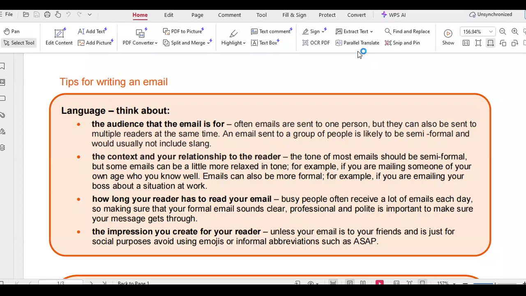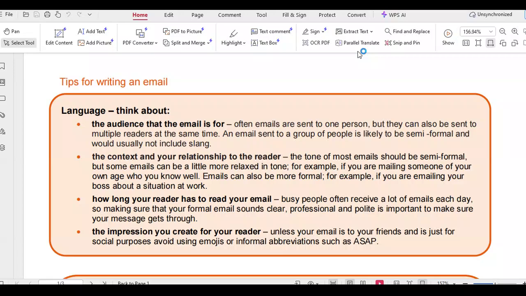Secondly, the examiner has mentioned the context and the relationship with the reader. We should also consider our relationship with the person we are emailing. If we are emailing a friend, someone of our age, or someone that we are acquainted with, our tone can be relaxed and friendly. And if we are emailing a teacher or any official person, we need to develop a formal and respectful tone.